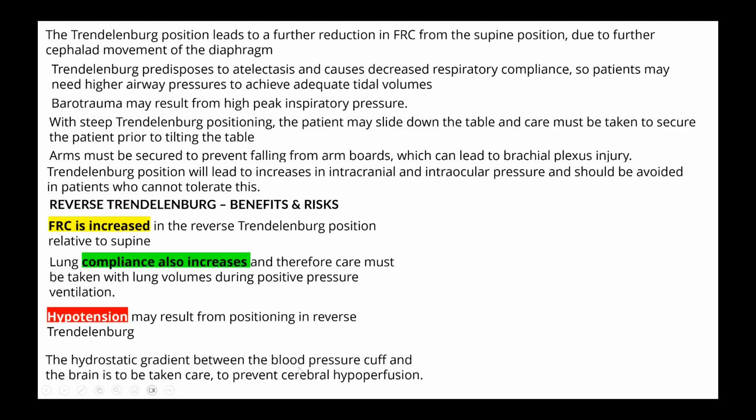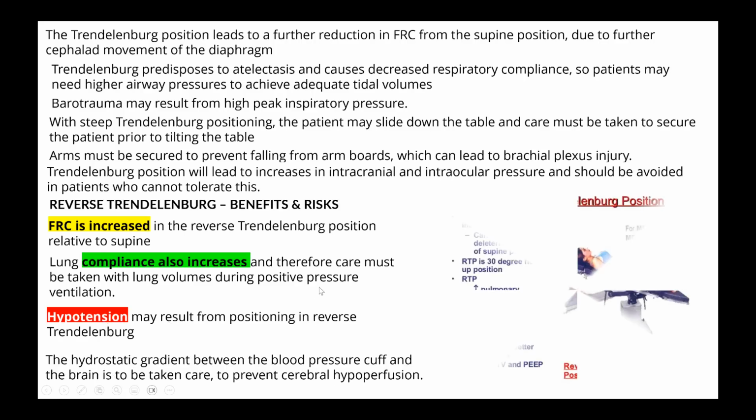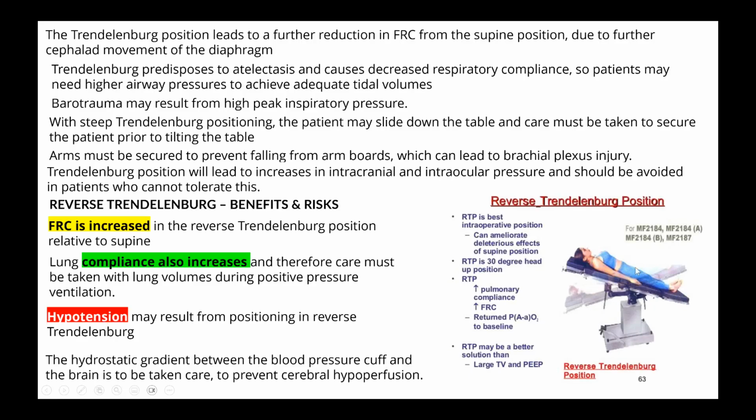Hydrostatic gradient between the blood pressure cuff and the brain has to be taken care of to prevent cerebral hypoperfusion. And these are all the benefits and drawbacks of reverse Trendelenburg position. It is the best intraoperative position, and it can ameliorate the deleterious effect of supine position.